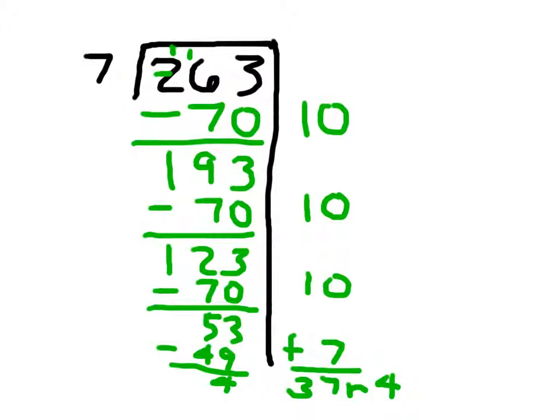Check your work now. Go ahead and hit pause, and you check your work. Remember, we're going to use multiplication. I'll set it up for you. We've got 37 times 7. And then remember, we'll do that first, and then we'll go ahead and add back in the 4. Hit pause. You do.